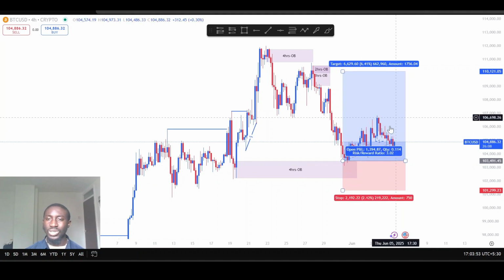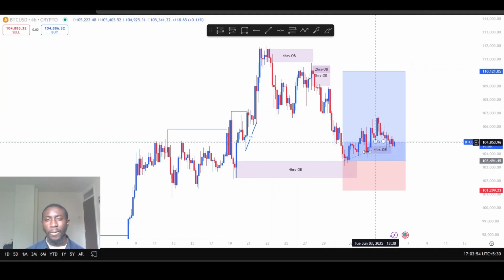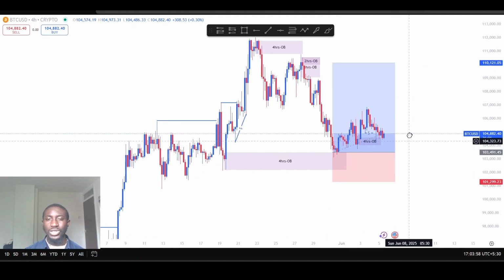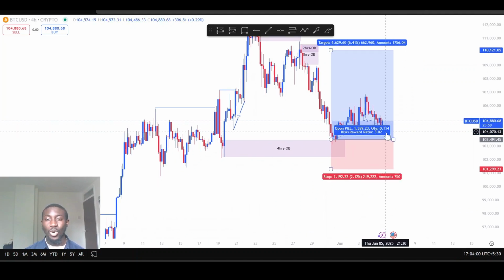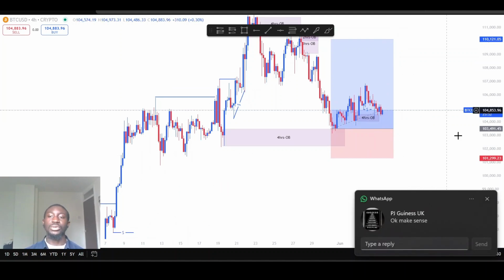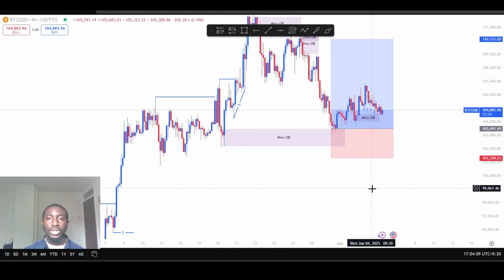That's why you are seeing all this noise and jargon. So what I'm thinking is that we might see price come down, maybe collect those traders' stop losses, do a little touch, and then move.